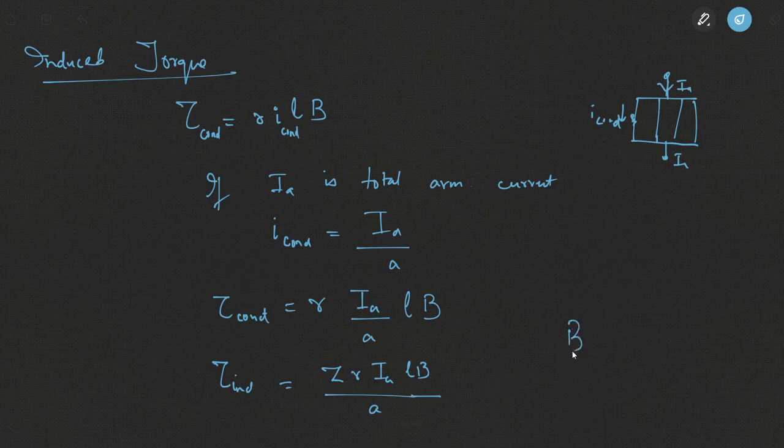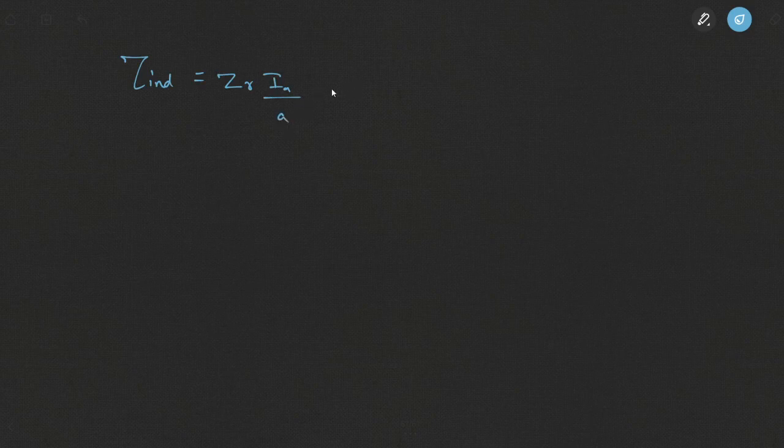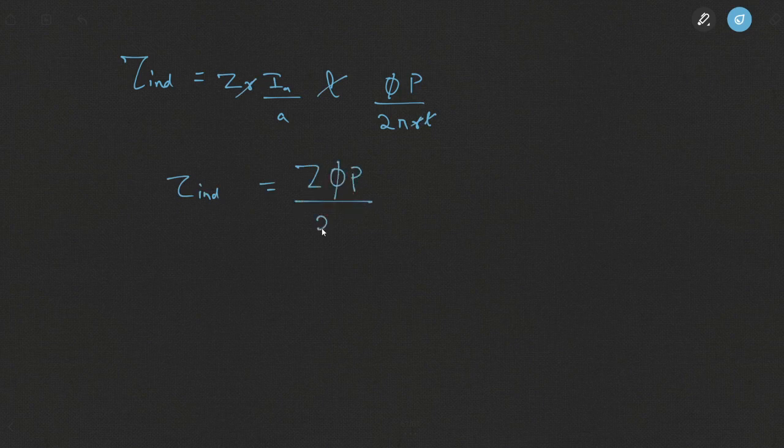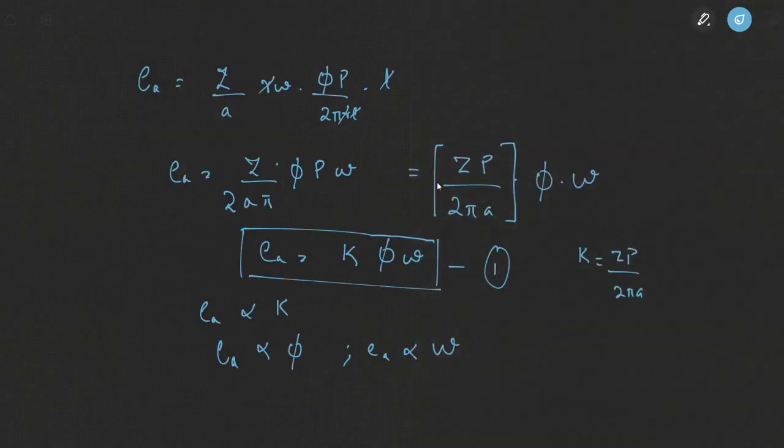Again we have found out the equation of B. B is equal to phi P divided by 2 pi RL. So substituting that here, we get induced torque is equal to Z R IA divided by A, L, and into B. B is phi P divided by 2 pi RL. So L and L go, R and R go. So torque induced is equal to Z P divided by 2 pi A, phi into IA. I have written this in this fashion particularly because ZP divided by 2 pi A is what we know already from what we defined previously. K is ZP divided by 2 pi A.